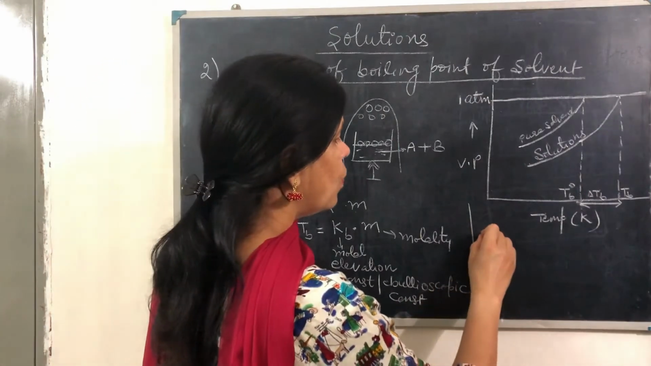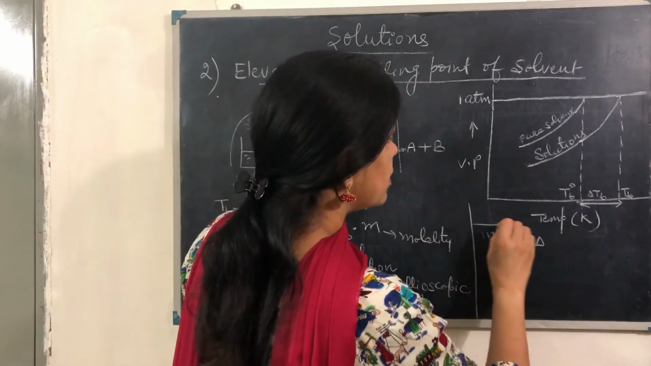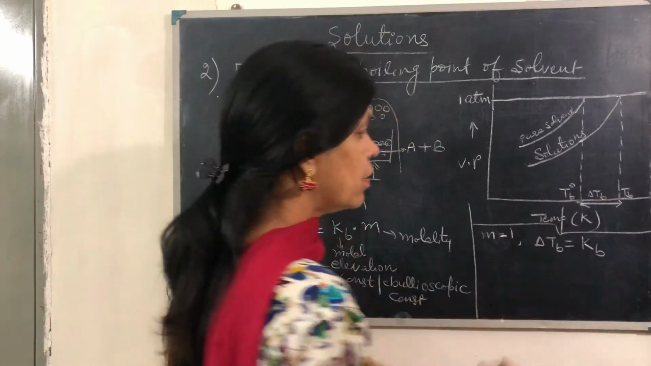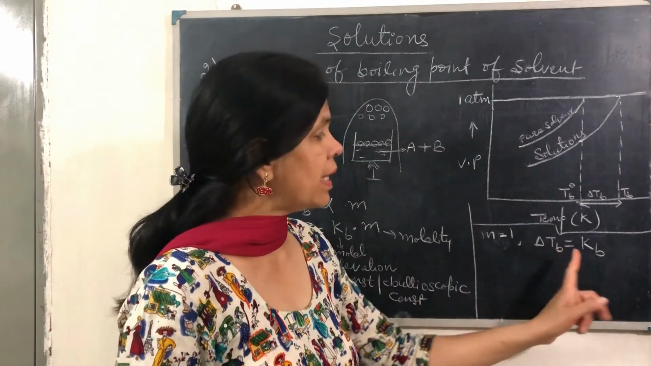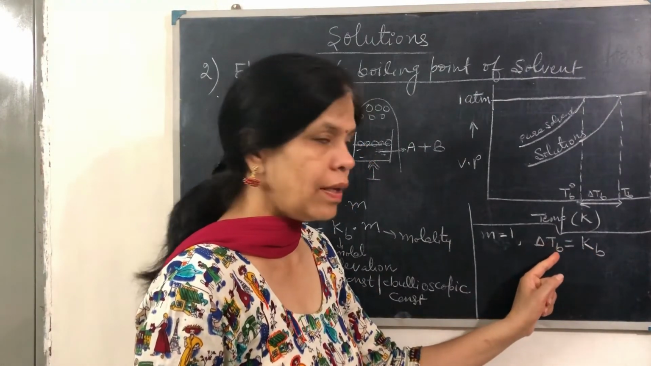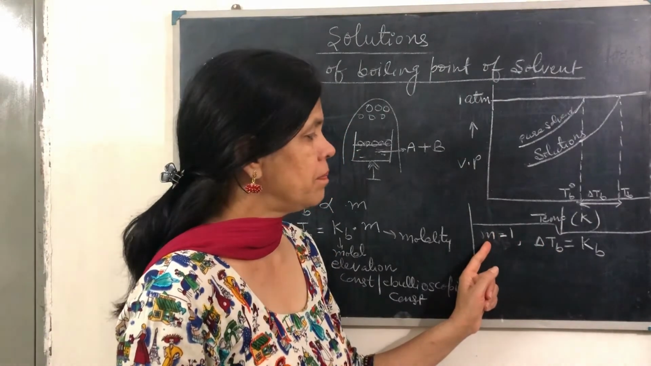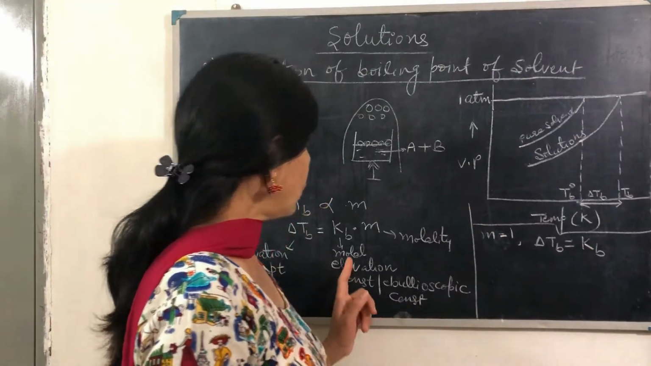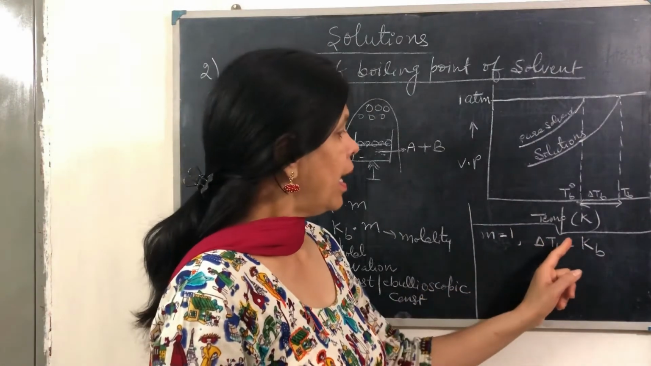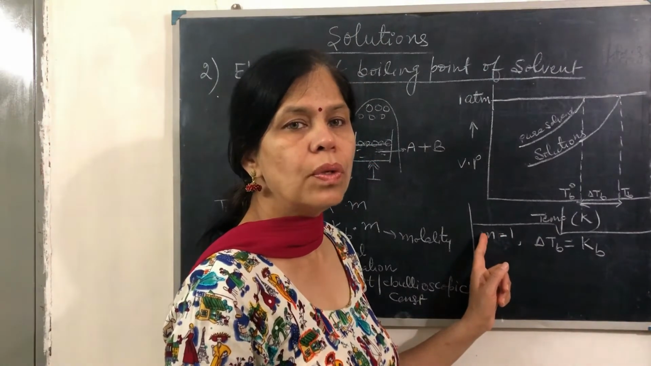If I say molality of solution is unity, then this expression becomes delta TB is equal to Kb. So Kb is equal to delta TB. So we'll say molal elevation constant is defined as elevation in boiling point when concentration of solution is 1 molal. I repeat, molal elevation constant or ebullioscopic constant is defined as elevation in boiling point when the concentration of solution is unit molal.